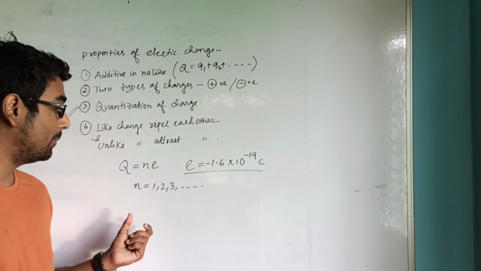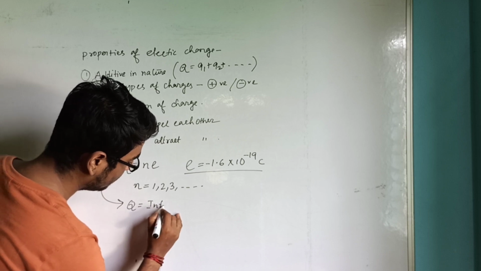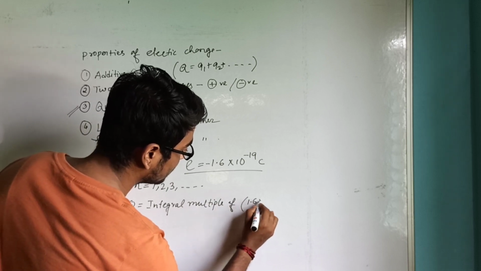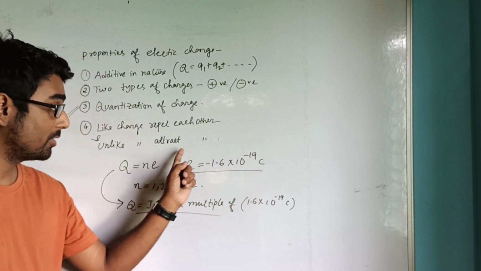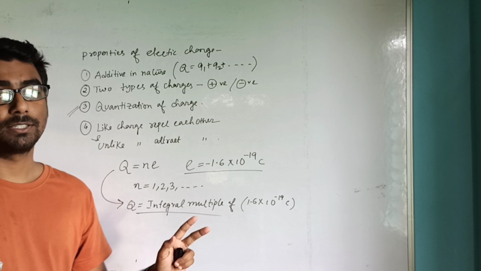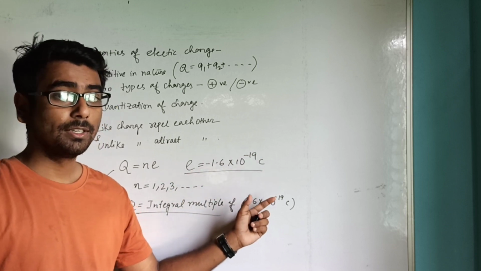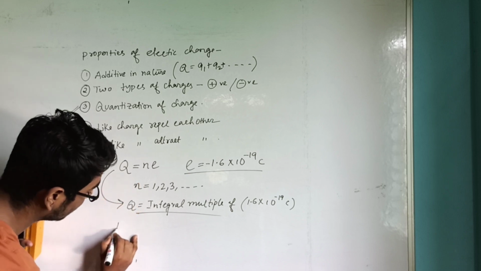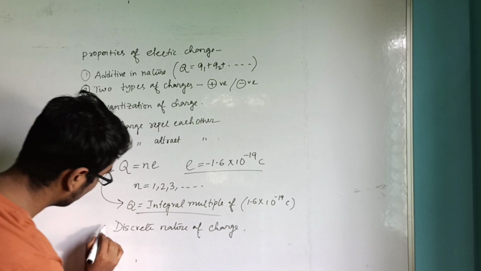It means the total charge will be an integral multiple of one charge. It also means Q is equal to an integral multiple of 1.6 into 10 to the power minus 19 coulomb. Simple. It also means that this charge, which is the charge of an electron, cannot be further divided. As a whole, it is a number. If there is 1 electron, then the charge will be 1.6 into 10 to the power minus 19. If there are 2 electrons, then the charge will be 2 into 1.6 into 10 to the power minus 19. It means quantized, or discrete nature of charge.